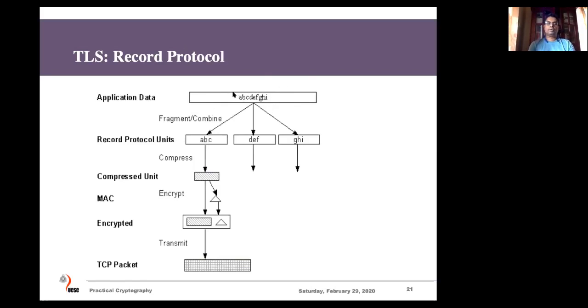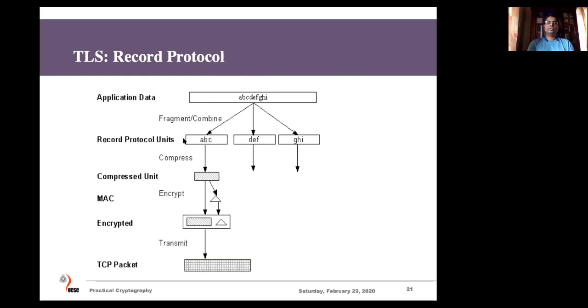In the record protocol, first of all, we chunk or cut this data into pieces, what we call record protocol units. These are the fragments of the data which we have. Then we apply the security to each and every fragment. That's the important thing you have to understand. TLS does not take the entire document to do the security. Instead, it divides that document into protocol units and applies the security to each and every protocol unit. So let's consider one protocol unit.